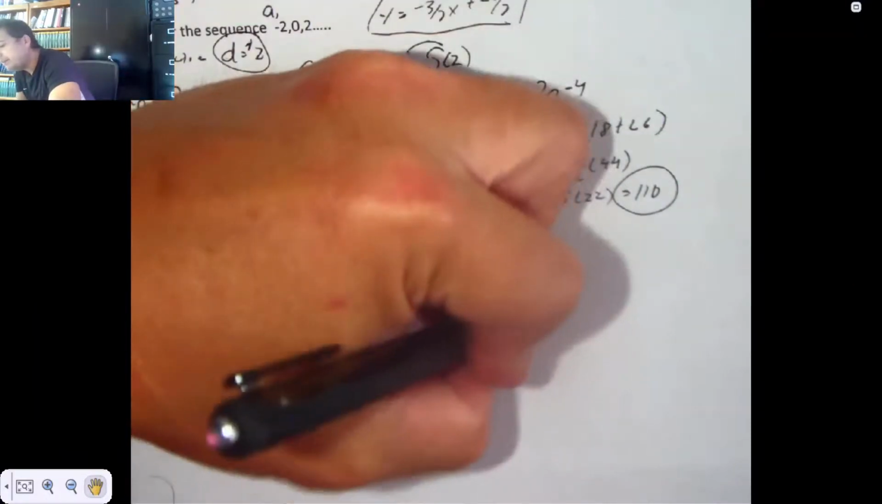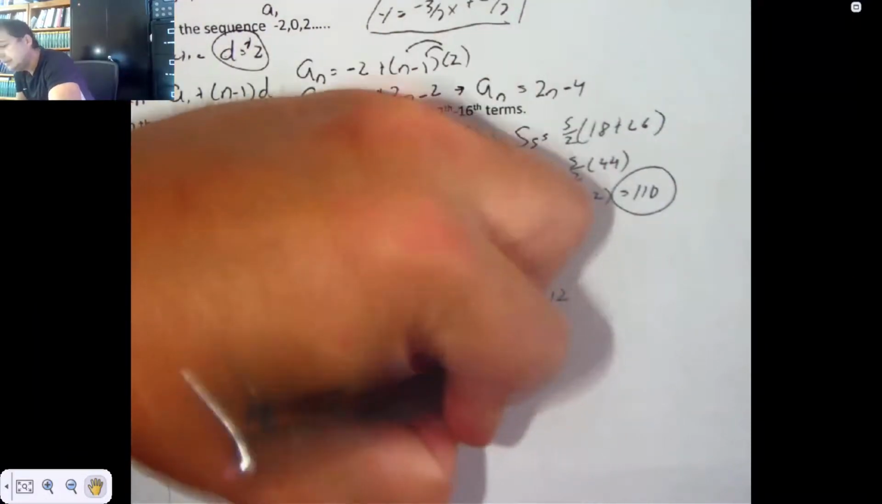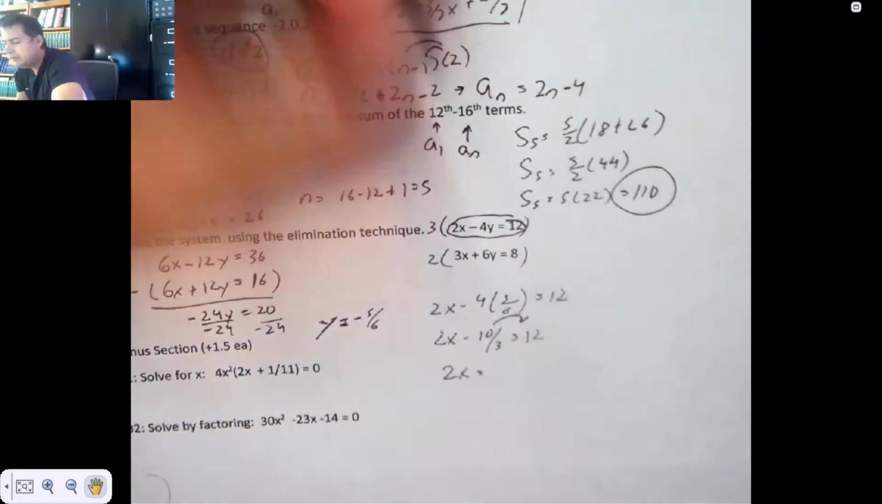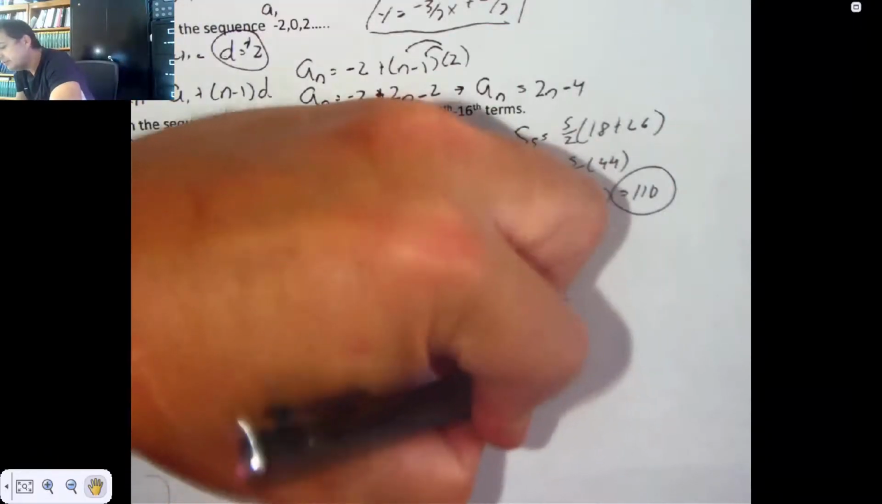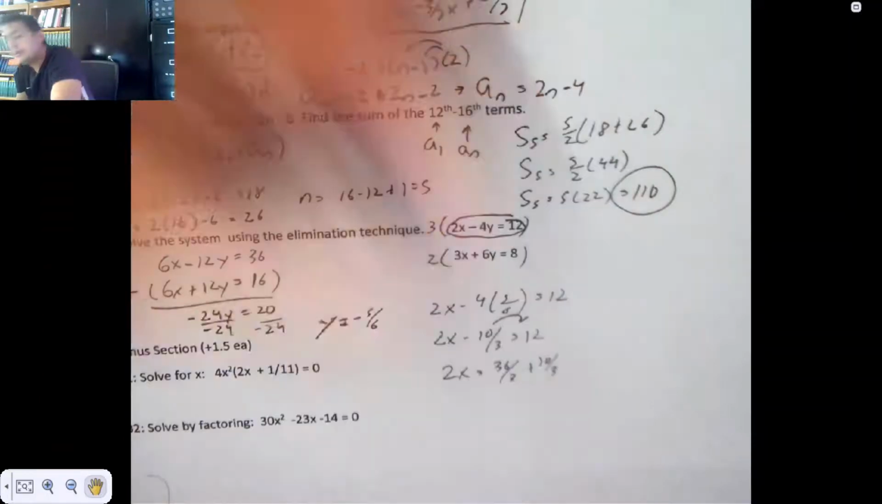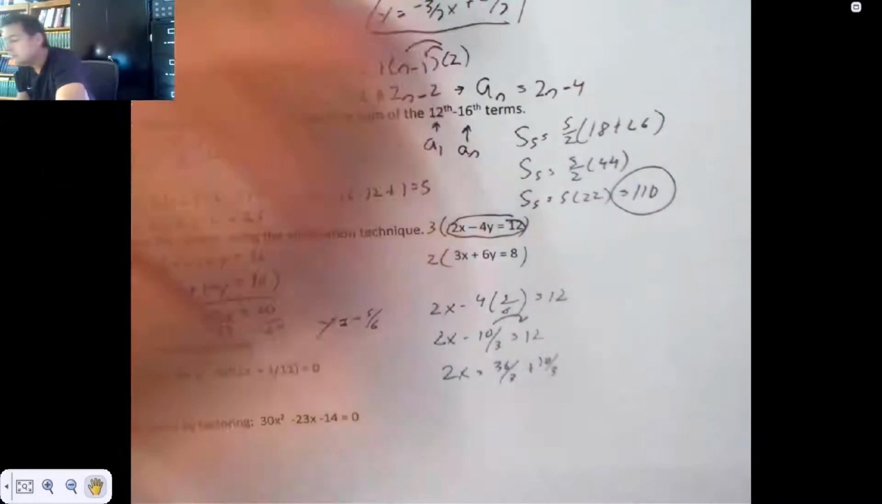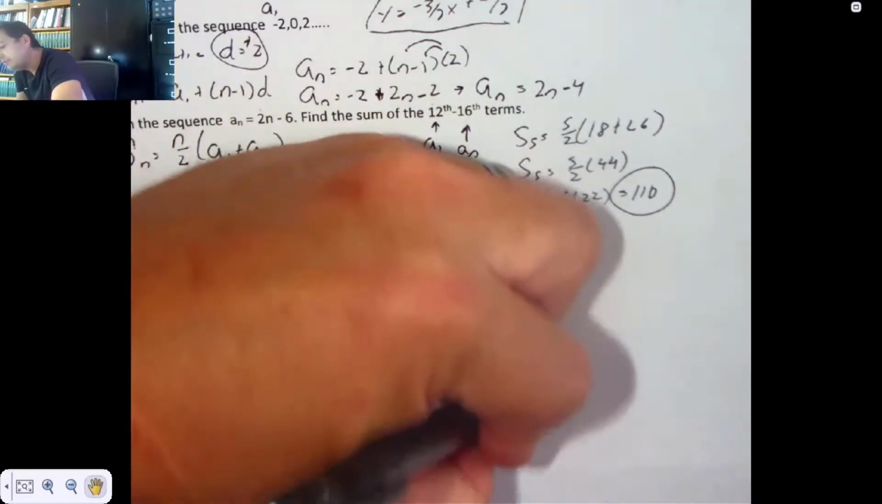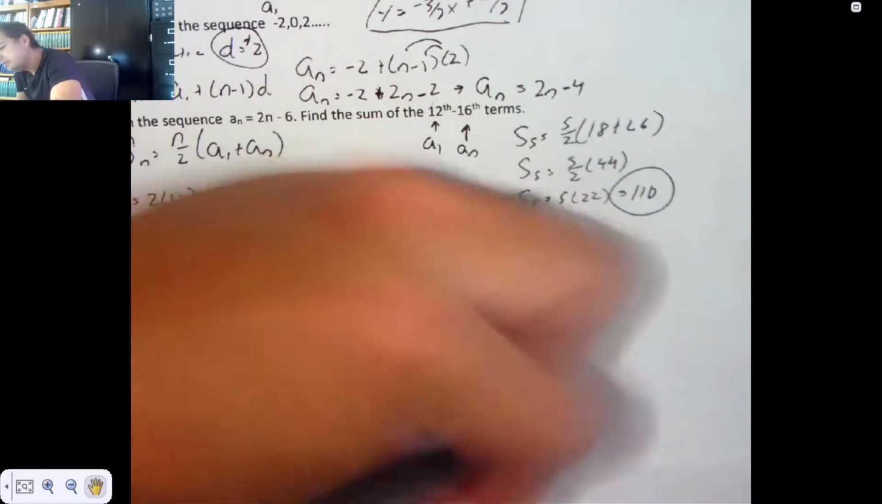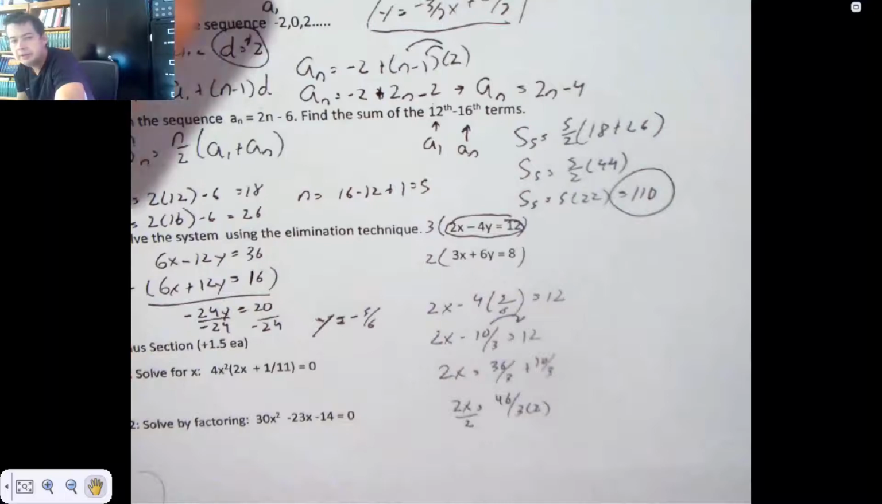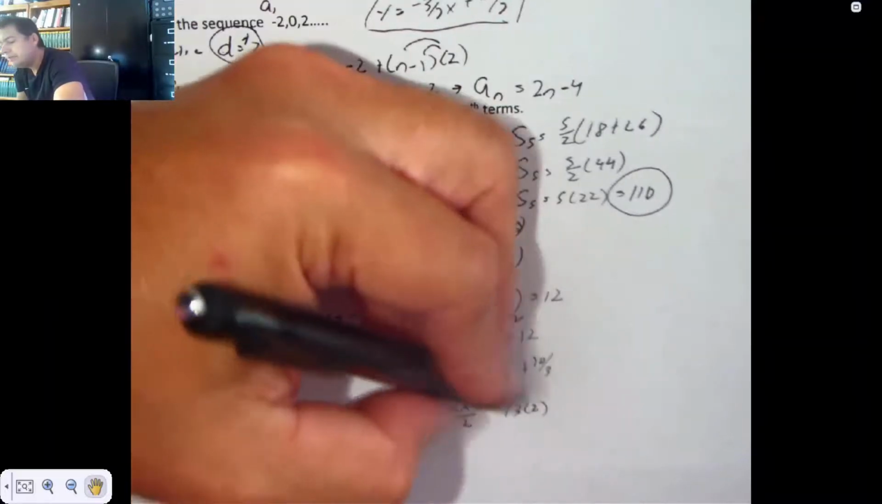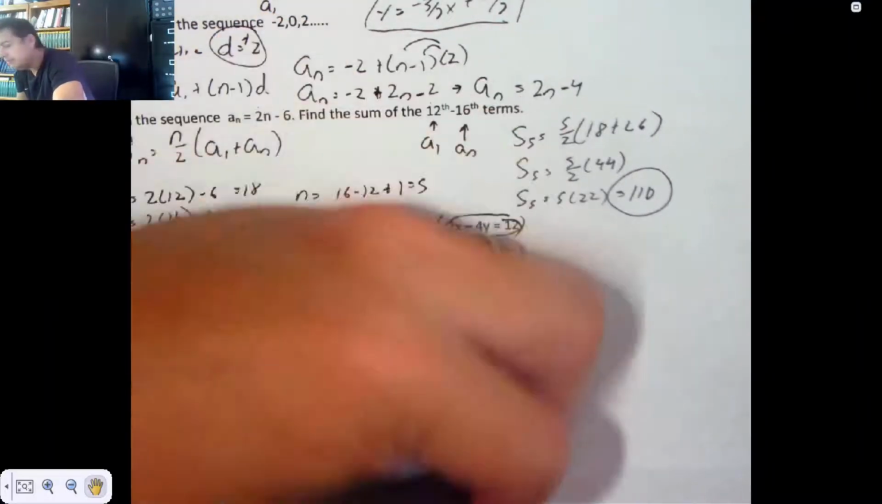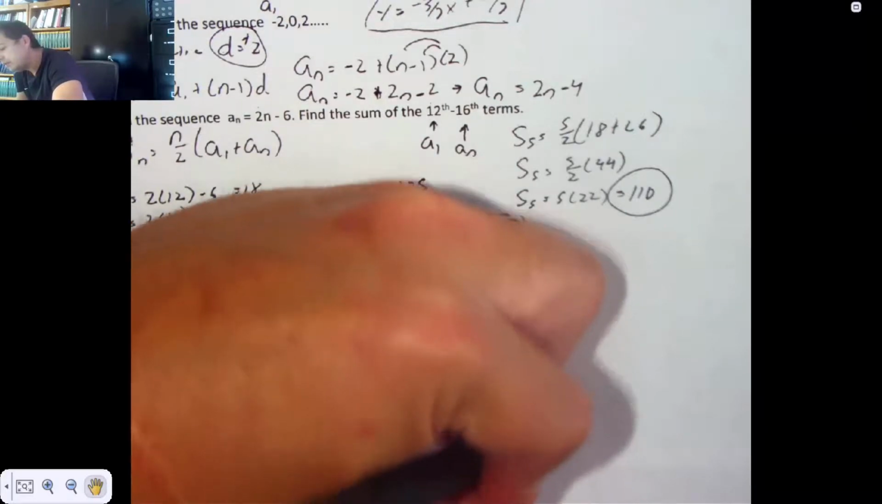I'm going to add that. I'm going to change 12 into 36 over 3. So now I can add those two numbers together. So 2x is 46 over 3. I'm going to divide by 2. I'll throw a 2 down in the denominator. That's how you do it. And 46 divided by 2 is 23. So x is 23 over 3.